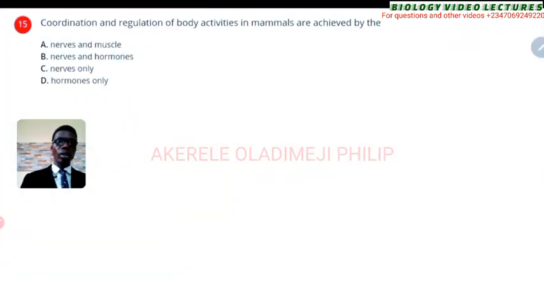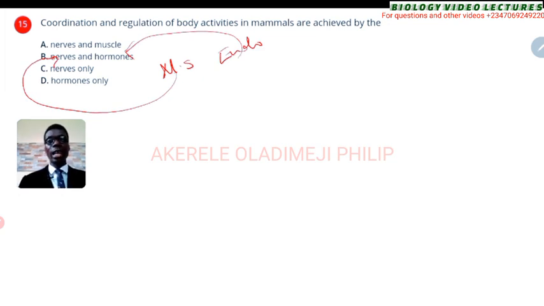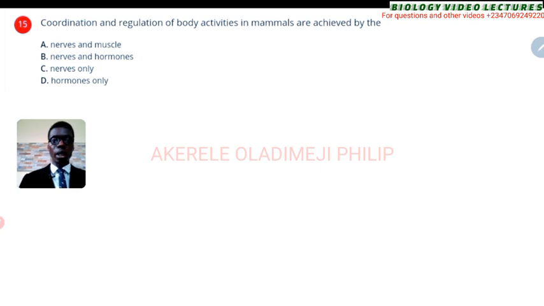Coordination and regulation of body activities in animals are achieved by nerves and muscles, nerves and hormones. Well, let me put it this way to you. The two systems that control our body are majorly the nervous system and the endocrine system. Now, from the options here, nerves is from the nervous system, hormone is from the endocrine system. So we work with option B, which says nerves and hormones. Hope you understand why we chose this now. Because really, what we are is majorly under the function of those two systems I mentioned, the endocrine system and the nervous system.